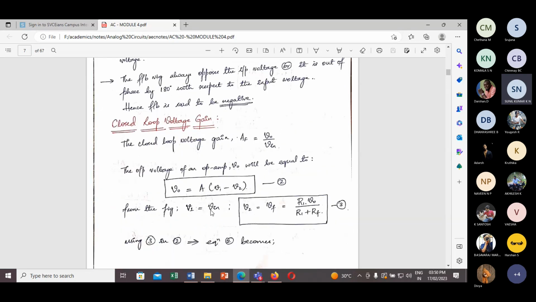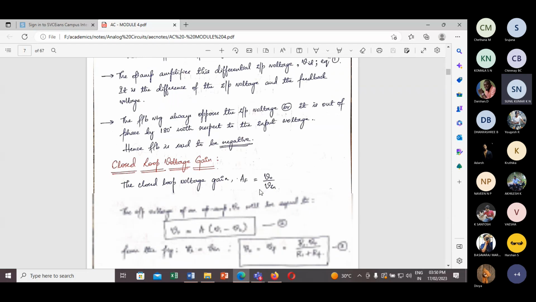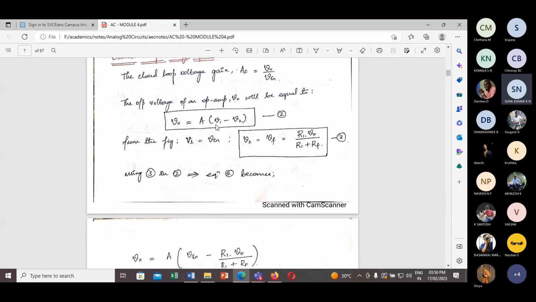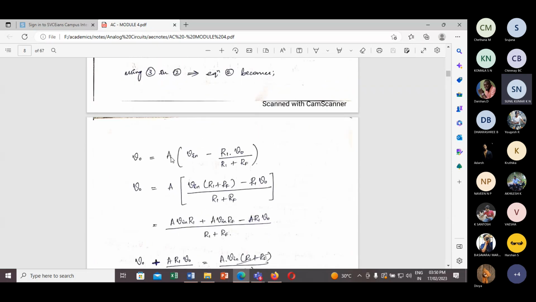So Vin minus Vf. What is Vin minus Vf? It is nothing but Vo into R1 divided by R1 plus Rf. So that is the feedback signal. If I substitute the value of this, you will get the negative feedback gain A into Vin minus of Vo, minus Vo into R1 divided by R1 plus Rf.